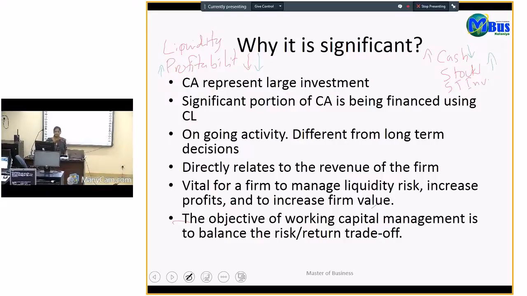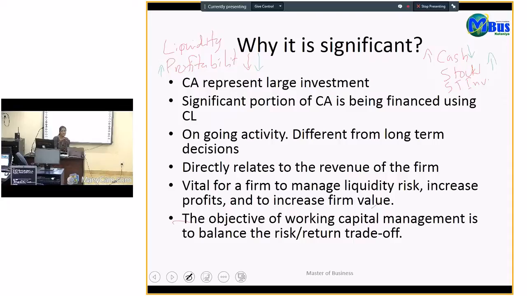What else? Consequences of not maintaining the right amount? They will not be able to achieve the profit targets. You can think about the consequences. You can think what are the consequences of having too much working capital and too little working capital.